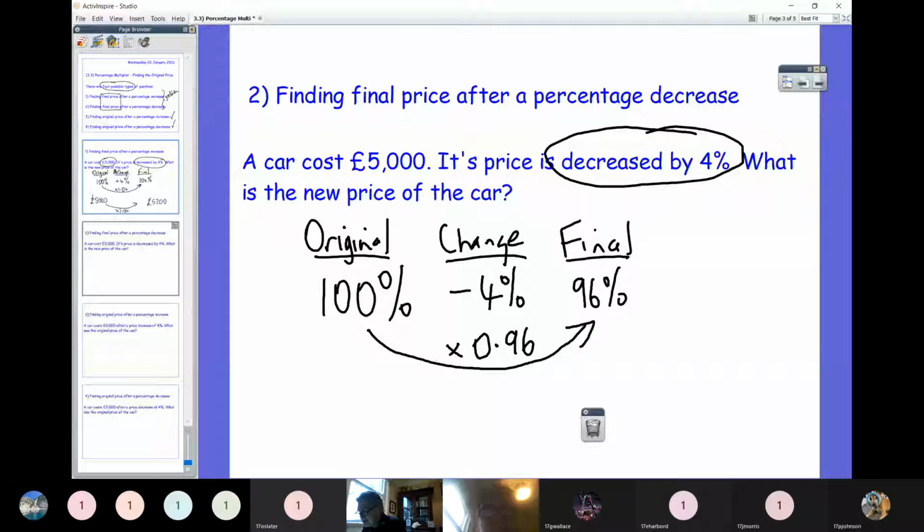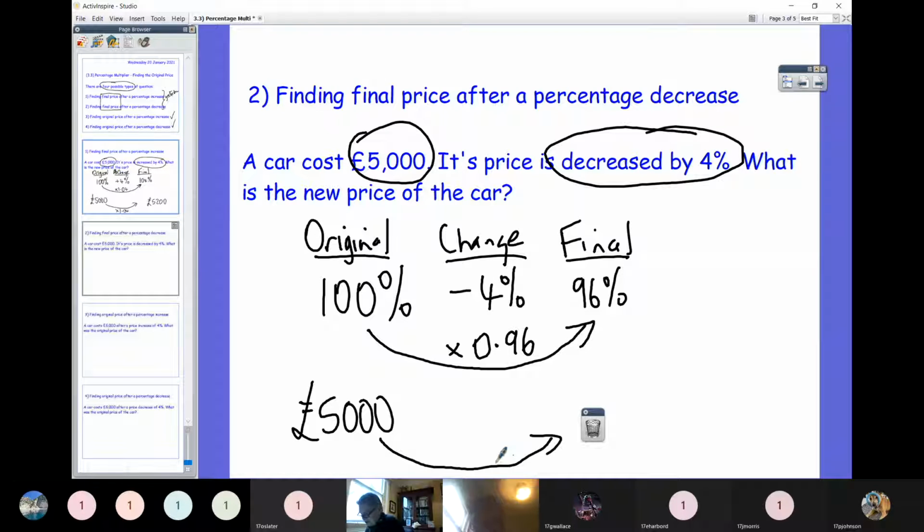Now, carefully read the wording. This is like the ones you were doing yesterday. The car originally cost £5,000, so that £5,000 is going into the original column. Because we are going left to right, we multiply by 0.96, and 5,000 multiplied by 0.96 equals £4,800. So those were the types that you're used to. You've got an original price, stuff happens, and you work out the final price.